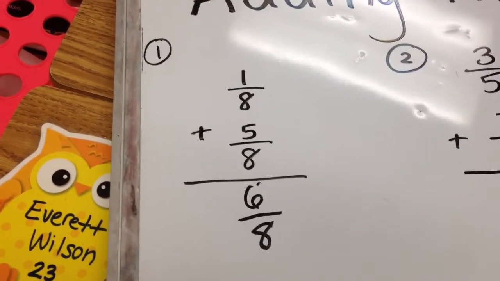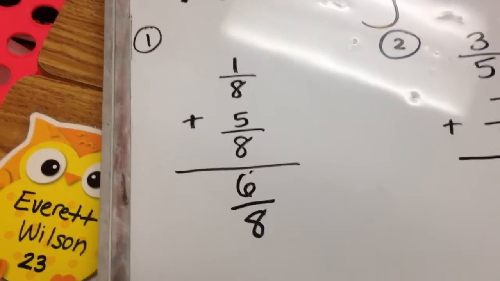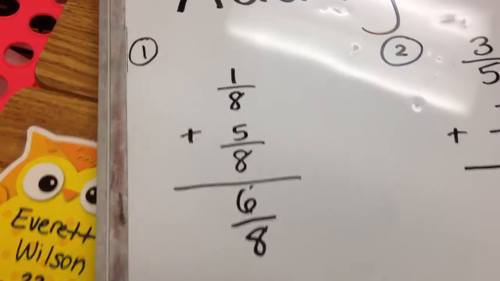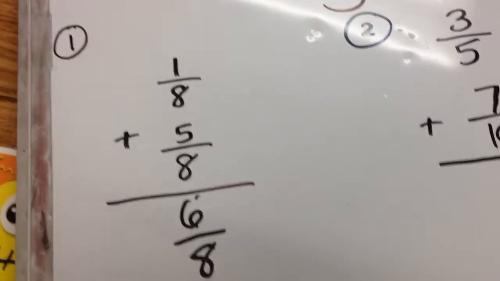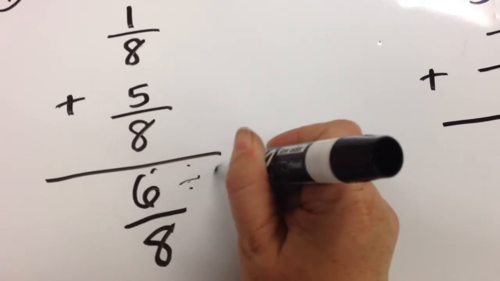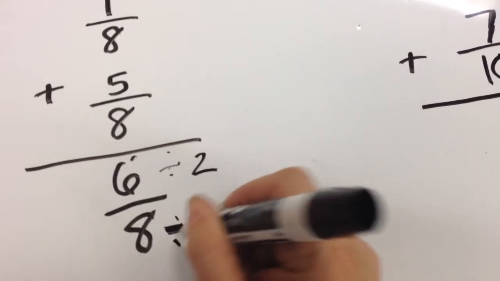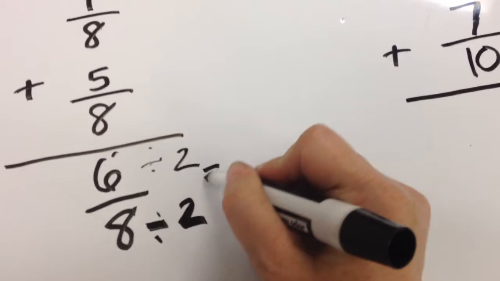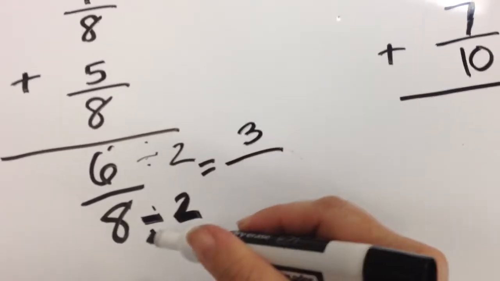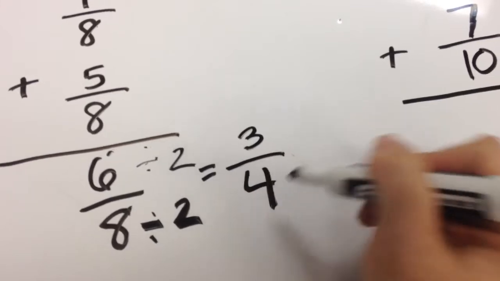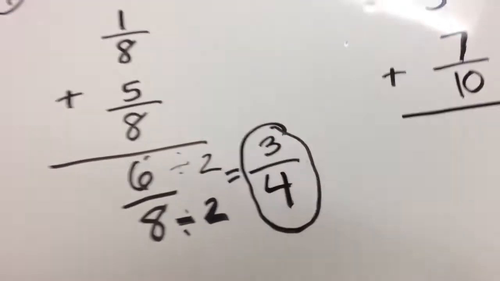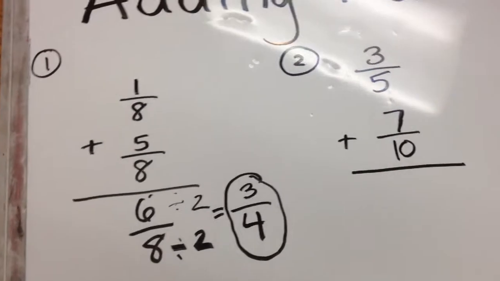Any fractions that have a common factor in the numerator and denominator, that means we can divide both of those numbers, and so we can actually divide and simplify. So we're going to divide by 2, divide by 2. And our final answer will be 6 divided by 2 is 3, 8 divided by 2 is 4, and 3/4 is in simplest form. So please circle your answers when you're done, since we have lots of work there.